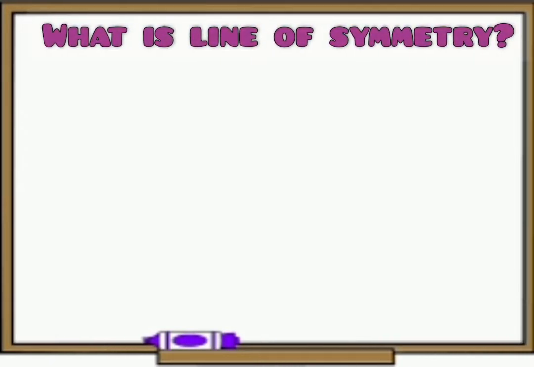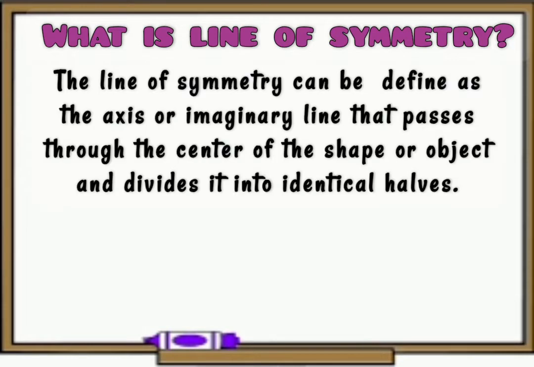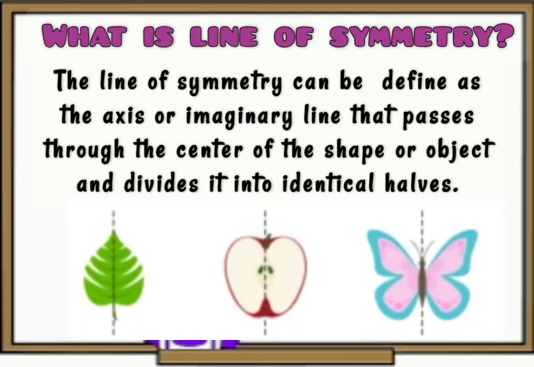Now, what is a line of symmetry? The line of symmetry can be defined as the axis or the imaginary line that passes through the center of the shape or object and divides it into identical halves, like the following pictures. Look at the leaf, the apple, and the butterfly.